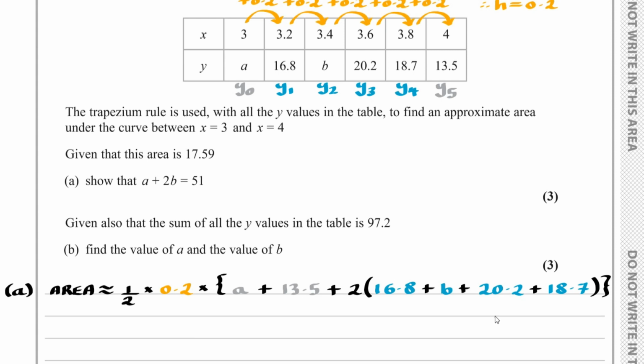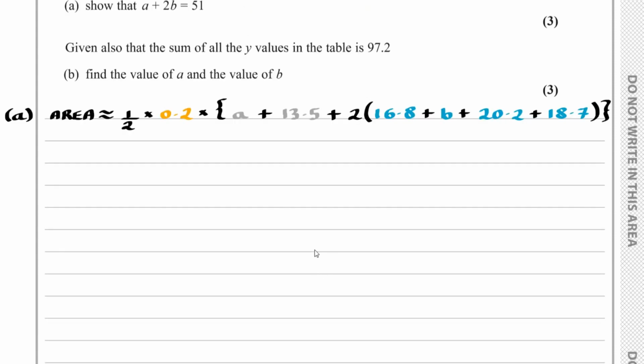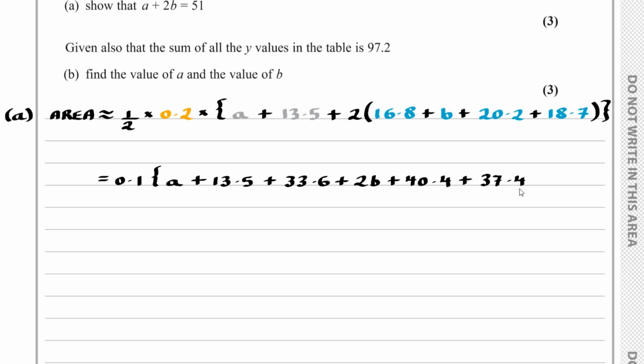So now let's attempt to simplify all this. Well, we have 1/2 times 0.2, that's 0.1. Then we have a plus the 13.5, and then if I do 2 times 16.8, I get 33.6. 2 times b is 2b. 2 times 20.2, that's 40.4. 2 times 18.7, that's 37.4. And so if I simplify this even further, we end up with 0.1 multiplied by a plus 2b plus 124.9.